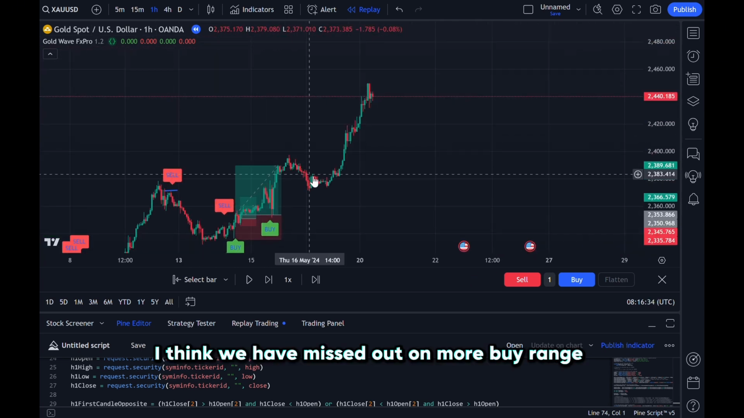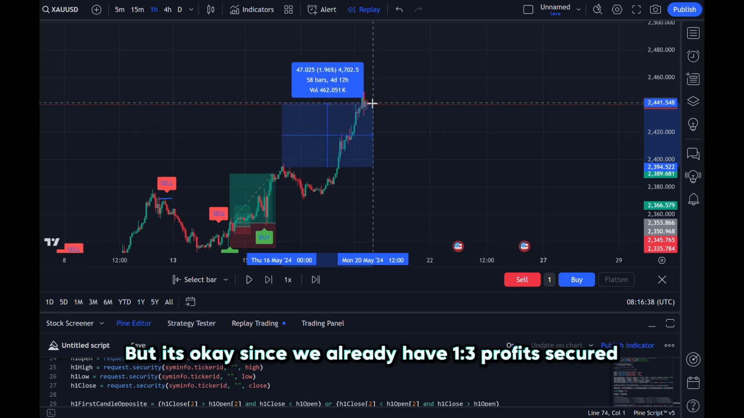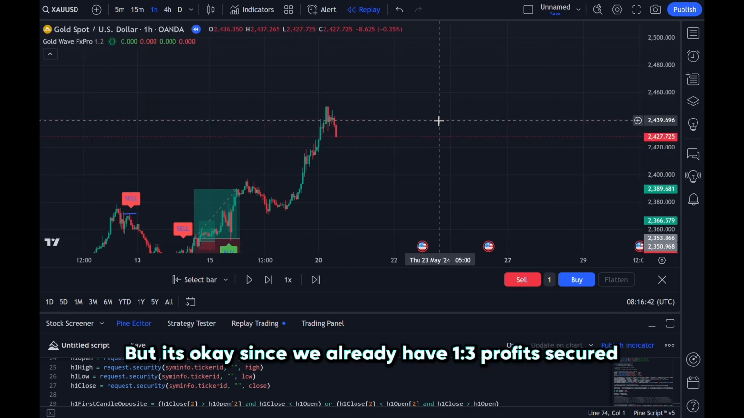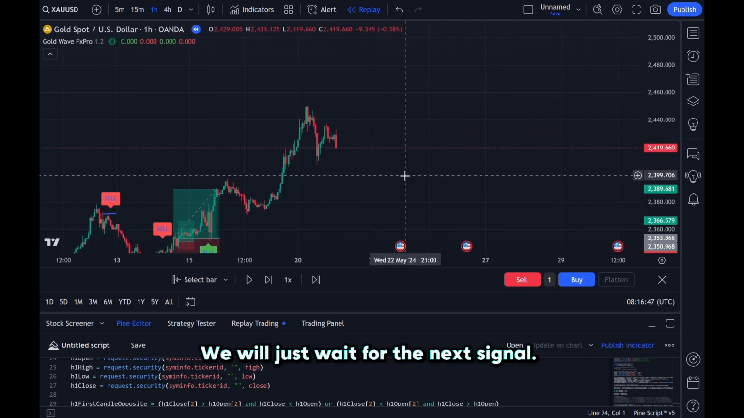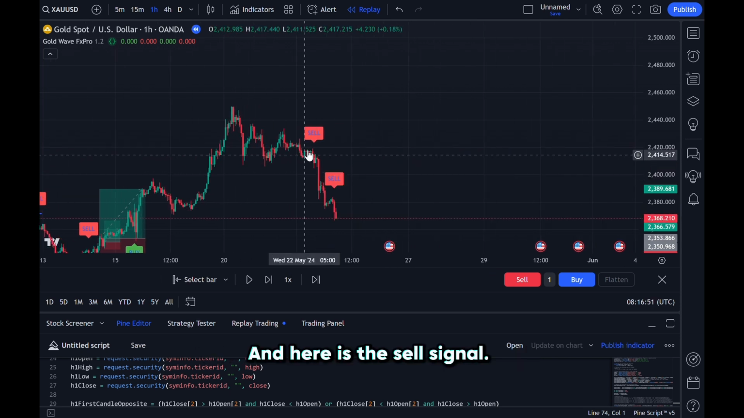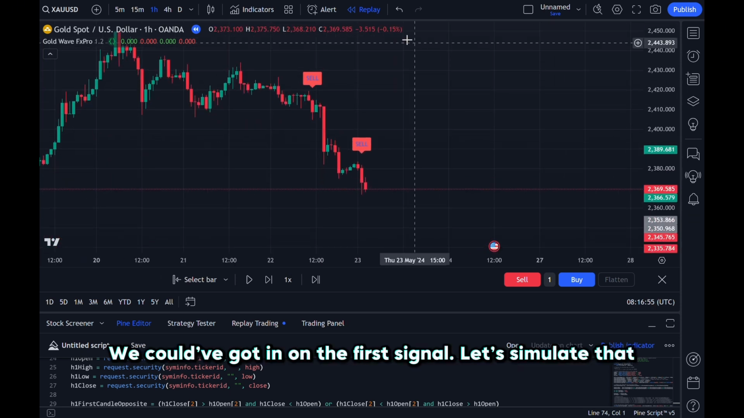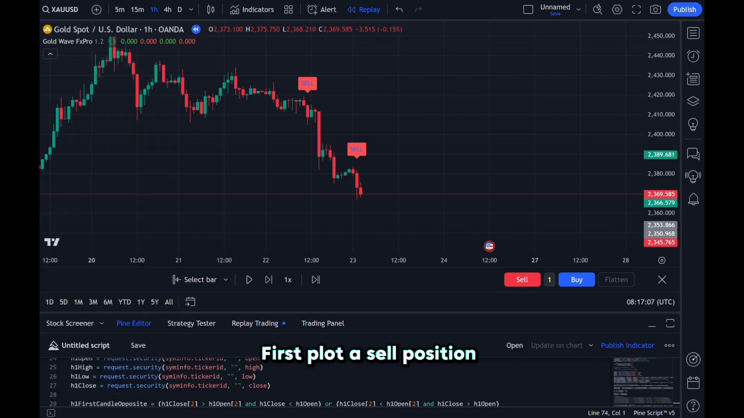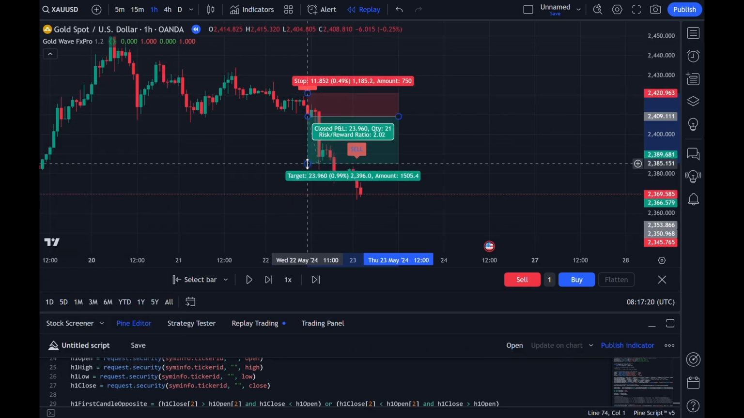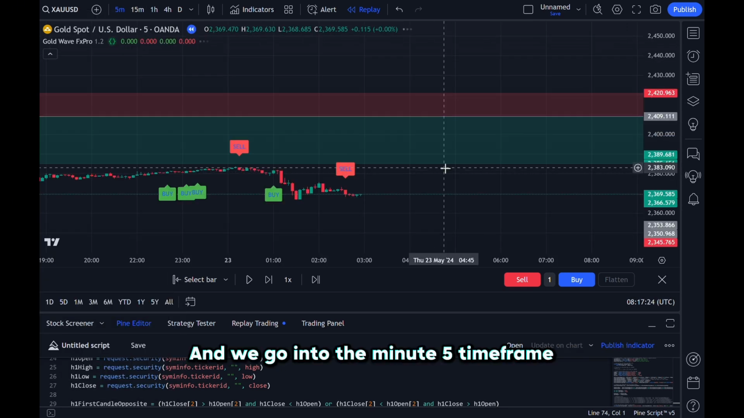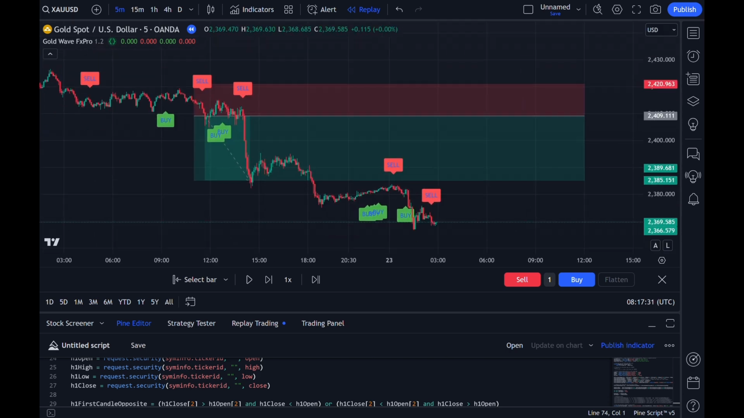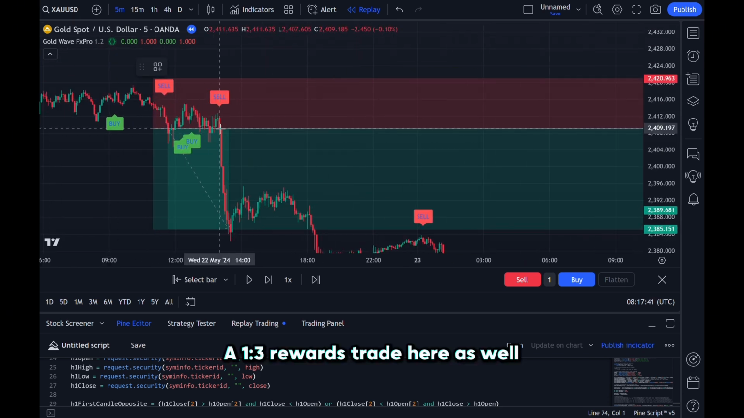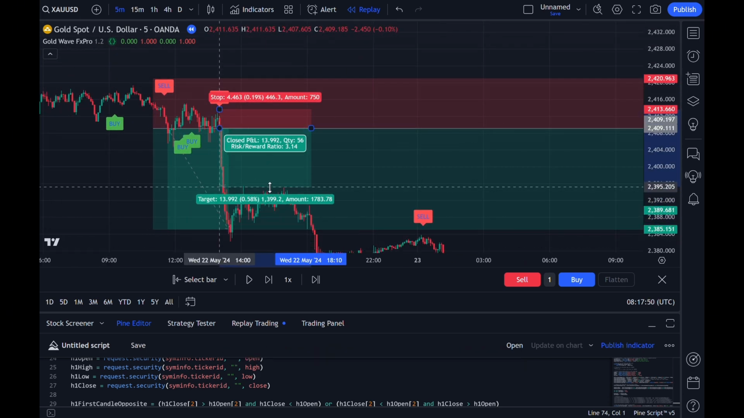I think we have missed out on more buy range. But it's okay, since we already have 1.3 profit secured. We will just wait for the next signal. And here is the sell signal. We could have got in on the first signal. Let's simulate that. First plot a sell position. And we go into the minute 5 time frame. Look at that. A 1-3 rewards trade here as well.